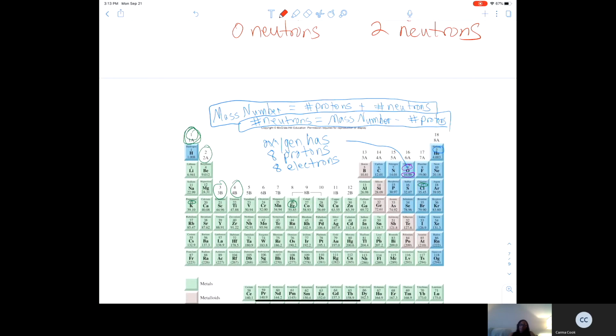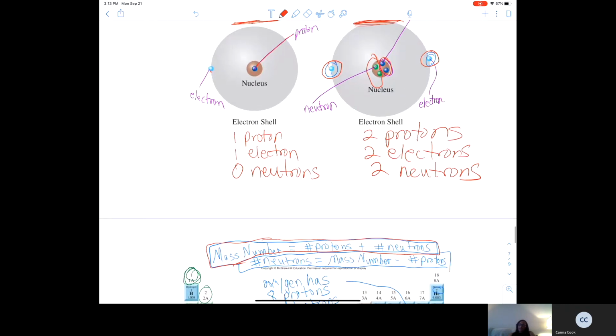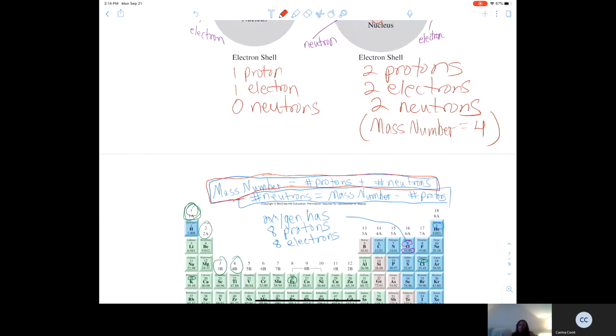And so the mass number of an atom is the number of protons plus the neutrons. So helium has a mass number of 4 because it has 2 protons plus 2 neutrons. The number of neutrons can always be calculated by taking the mass number and subtracting from it the number of protons.